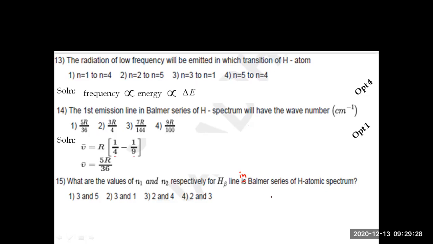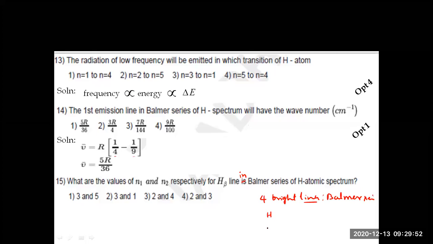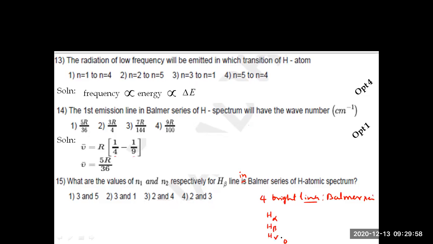Because the Balmer series is the only visible series of the hydrogen spectrum, in those visible lines there are 4 lines which will be very bright. So 4 bright or prominent lines of the Balmer series. They are H alpha, H beta, H gamma, and H delta. Okay, N1 and N2 values, I will write N1 and N2. For any line, N1 is 2 because they are Balmer lines.